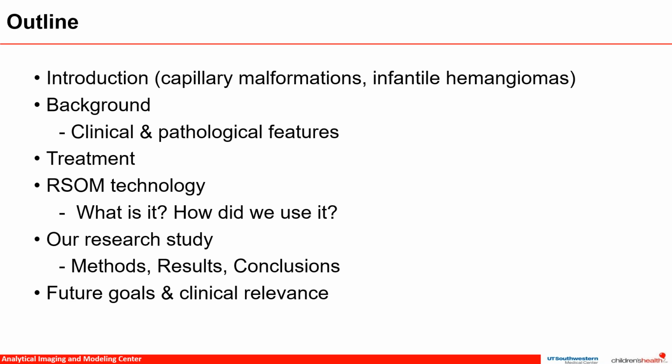Before we begin, I'd like to set up a brief outline for today's discussion. I'll be providing an introduction into capillary malformations and infantile hemangiomas, which were the target pathologies of our study. We'll discuss their clinical and pathological features, as well as the usual treatment. Next, we'll discuss why we turn to Rsom to help us improve the way that we treat them. I'll be discussing the technology and how we applied it to the study of these lesions, and what we found in doing so. Finally, we'll discuss the directions that we'd like to move in the future and how we think Rsom technology may improve clinical outcomes for the study and management of these common but difficult to treat vascular anomalies.